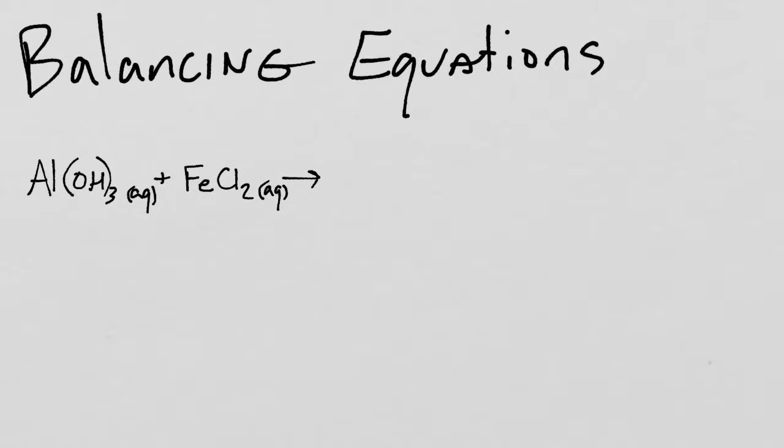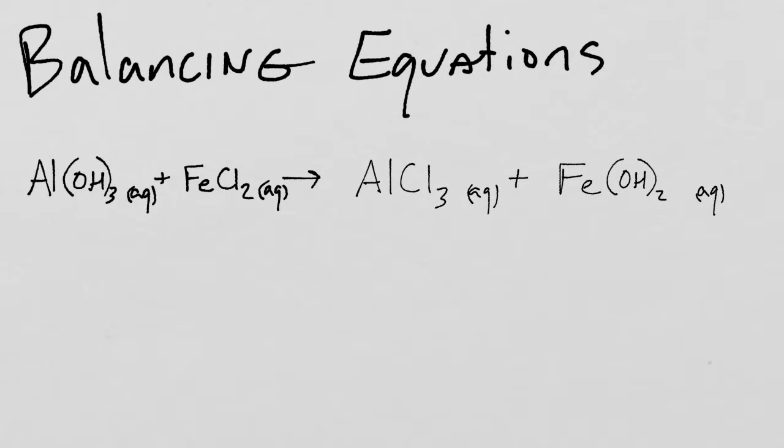Alright, and we're going to get aluminum chloride, aqueous, and iron 2 hydroxide. And for our purposes, we'll say this is aqueous. We're interested in balancing this. We can look up later whether or not that's a solid that forms.